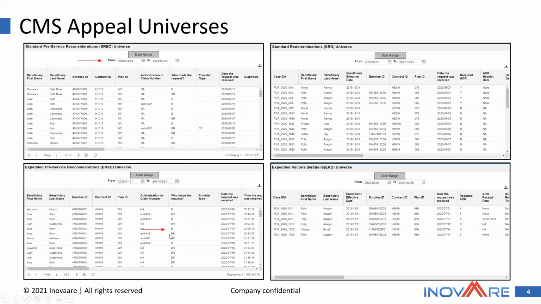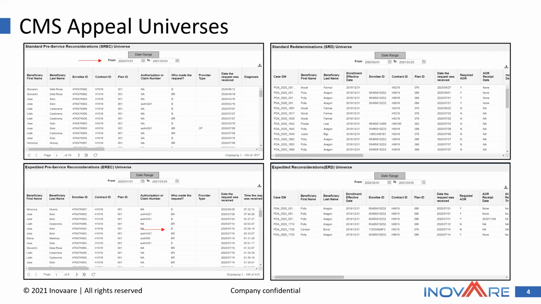And then if you look down to the bottom left corner, we have the expedited pre-service reconsideration universe. And again, I have highlighted here the who made the request column. You'll notice there's no Papa John value in there anywhere because on the front end, in the workflow, we don't allow it. Just the values that we would expect to see in the universe itself. So again, those are two examples that you want to make sure your system is configured accordingly.